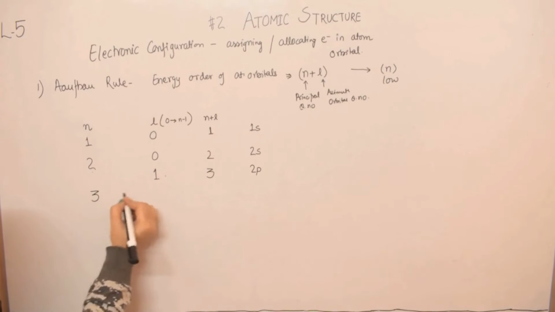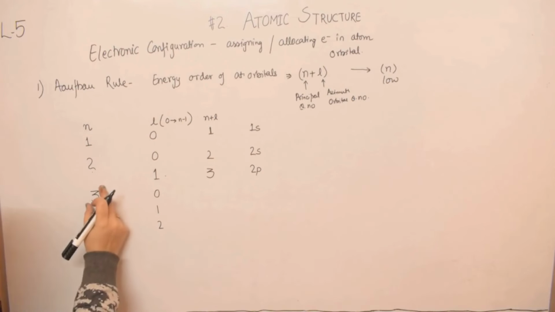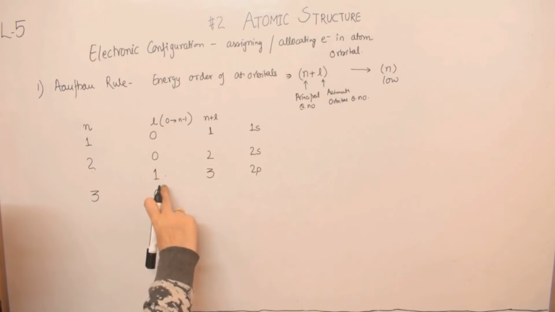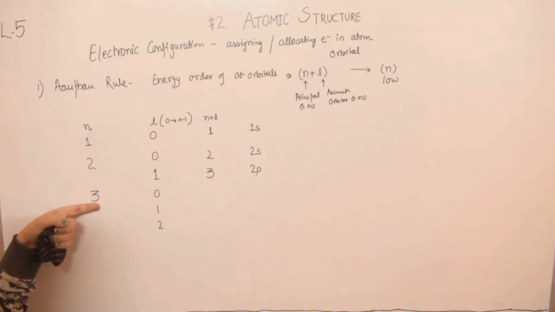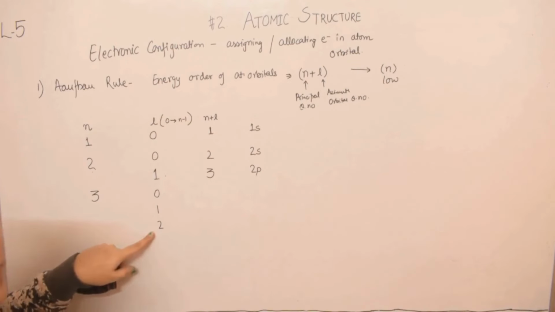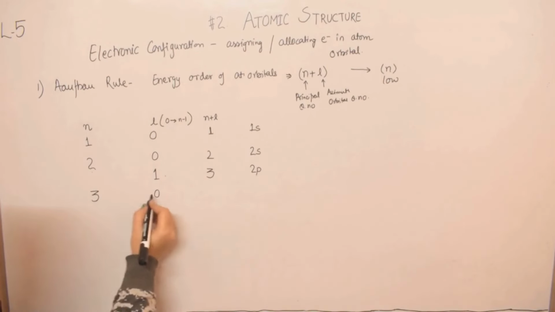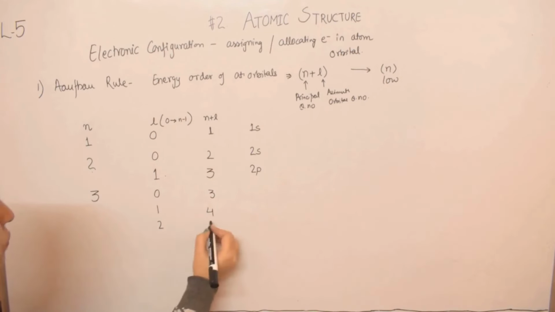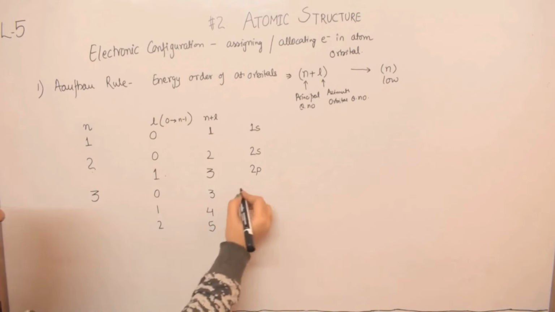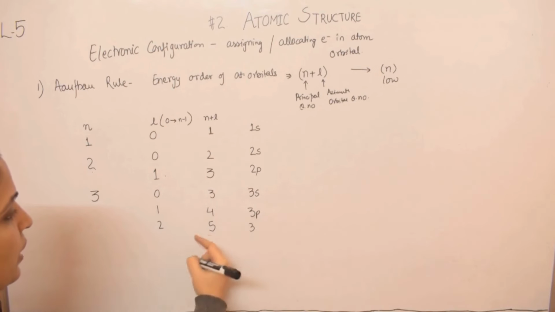Next, for n is 3, we have 0, 1 and 2, three possible values of l. Like I said before, for each shell the number of subshells will always be equal to the shell number we are talking about. So the third shell will have 3 subshells, the fourth shell will have 4 subshells. So 3 plus 0 is 3, 3 plus 1 is 4, 3 plus 2 is 5. So this is the 3s orbital, this is the 3p orbital, this is the 3d orbital.